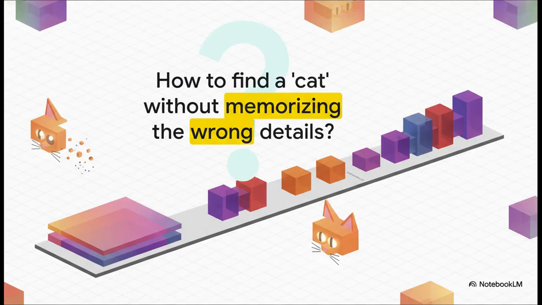And that right there is the core engineering challenge. How on earth does a machine find a meaningful pattern, like a cat, in this absolute sea of pixels? And how does it do it without just memorizing that a cat's ear is always at pixel location 105, which of course it never is?